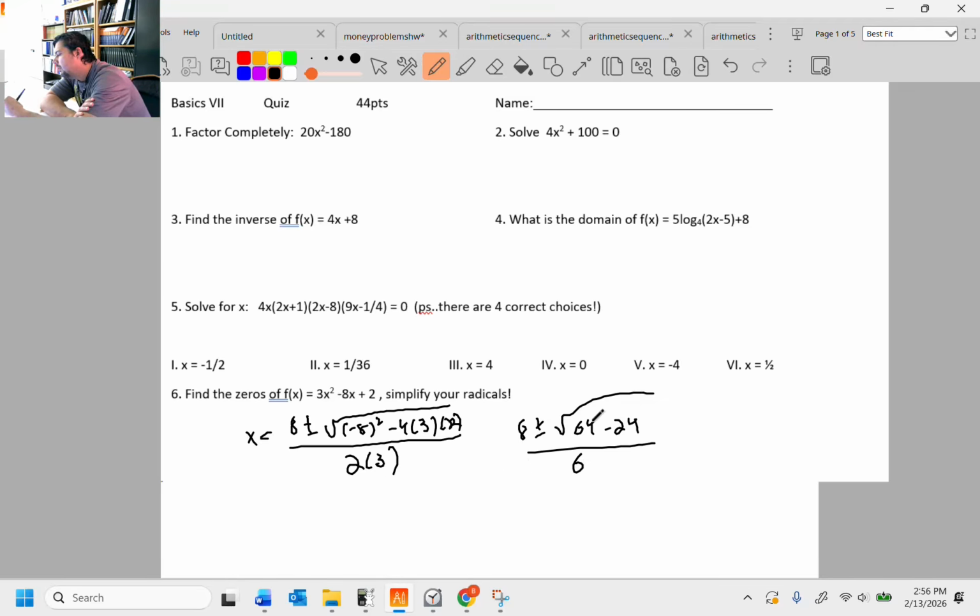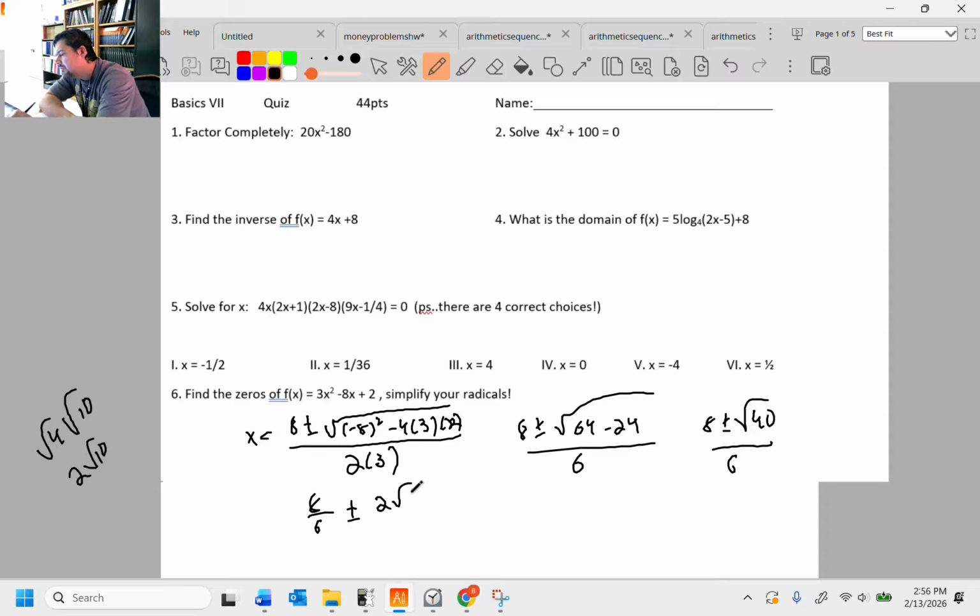64 minus 24, last I checked, was a 40, all over a 6, or both over a 6, however you want to think about it. 40, algebra 1, root 40 is root 4 times root 10. Root 4 is 2, so 2 root 10. So we got an 8 over a 6 plus or minus a 2 root 10 over a 6. 8 over 6 is 4/3.